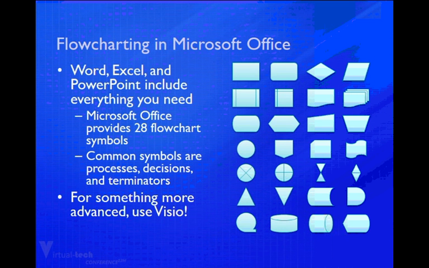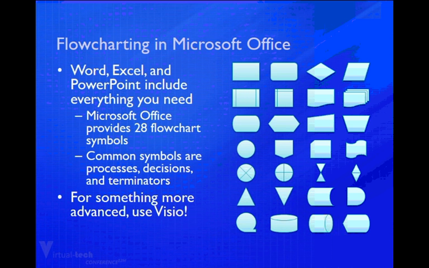There are actually 28 distinct flowchart symbols right inside PowerPoint, Word, and Excel. You can see these 28 representations on the screen at this point of time. These are basically familiar shapes like ovals, rectangles, rounded rectangles, diamonds, semicircles, triangles, and cylinders for database stuff. All these symbols represent something or the other, okay?